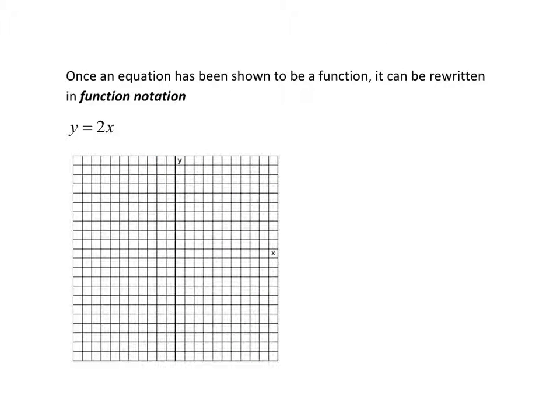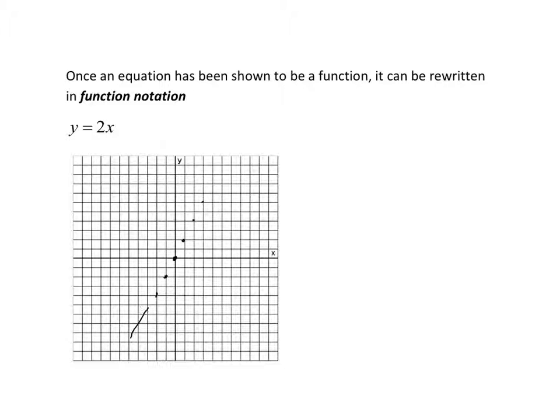Once an equation has been shown to be a function, it can be rewritten in function notation. So here's an equation, we're going to draw a picture of it, decide if it's a function or not, and then we'll put it in function notation if it is a function. So to make a picture, I'm going to put in some values for x and see what I get for y. If x is 0, 2 times 0 is 0, so there's y. If x is 1, 2 times 1 is 2. If x is 2, 2 times 2 is 4, etc. How about negatives? If x is negative 1, 2 times negative 1 is negative 2. 2 times negative 2 is negative 4.